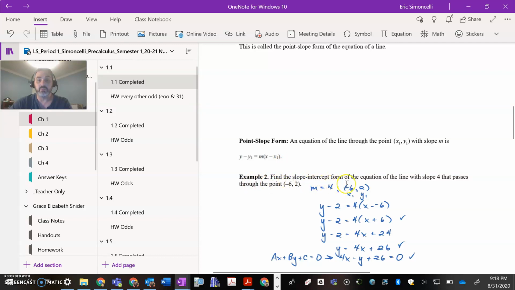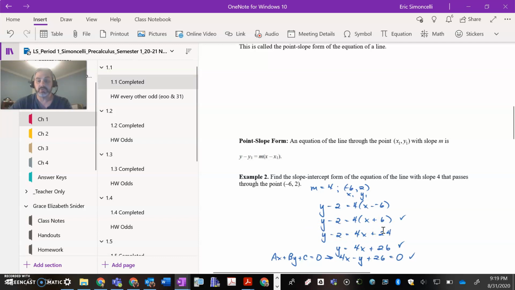Find the slope-intercept form of the equation of the line with slope 4 that passes through the point -6, 2. Slope-intercept form, as you recall, is y equals mx plus b. But to get to that form, we're going to use point slope. Knowing the slope, m equals 4, and the point x1, y1 is -6, 2, we plug it in such that it's y minus y1 or y minus 2 equals 4, the slope m, times the quantity x minus x1 or x minus -6, which ends up being plus 6. So this version right here would actually be sufficient if all I asked you for was point slope.